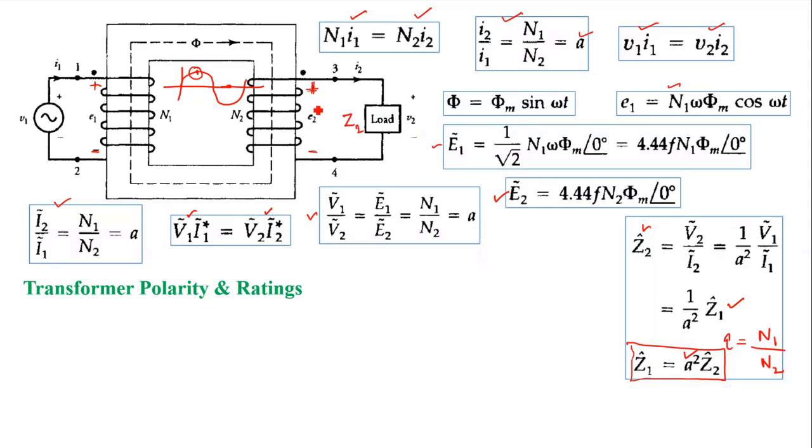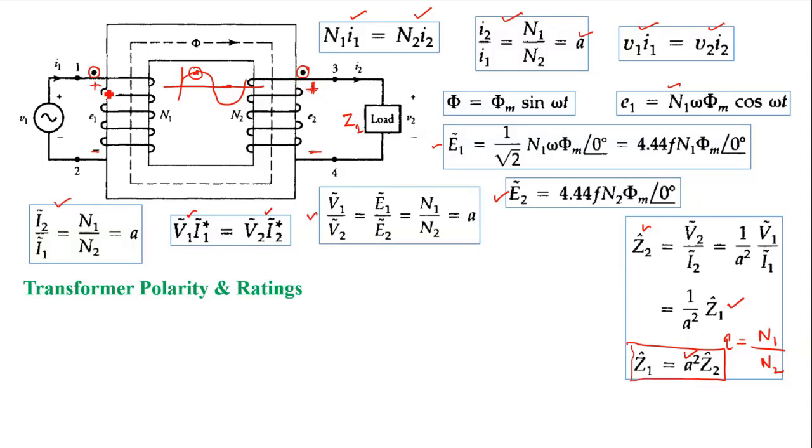Then I will mark this positive and this negative for that particular instance. Hence I can mark two dotted terminals at the windings of the transformer. That means the dotted terminal indicates that at a particular instance, the polarity of these two windings is the same. If it is positive, the dotted terminal of the secondary winding will also be positive.